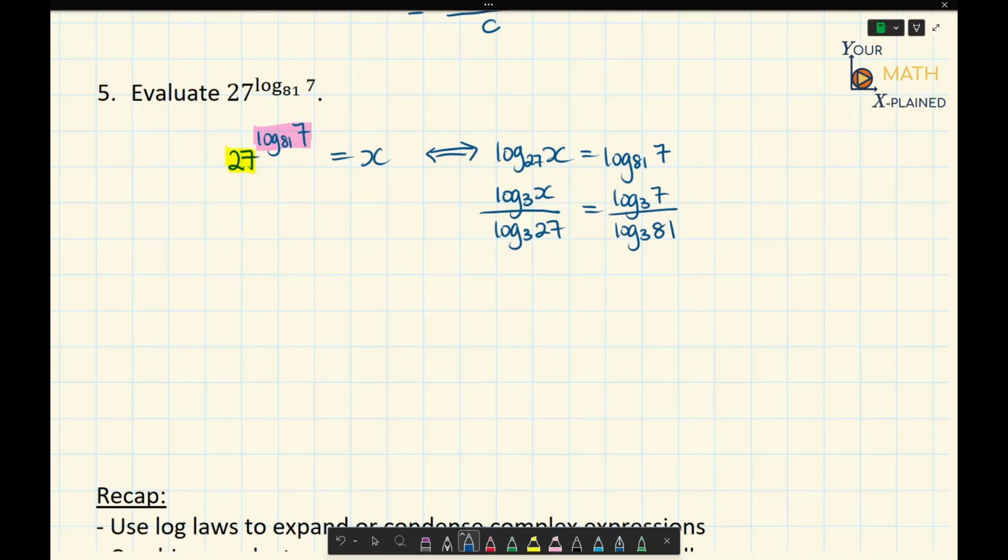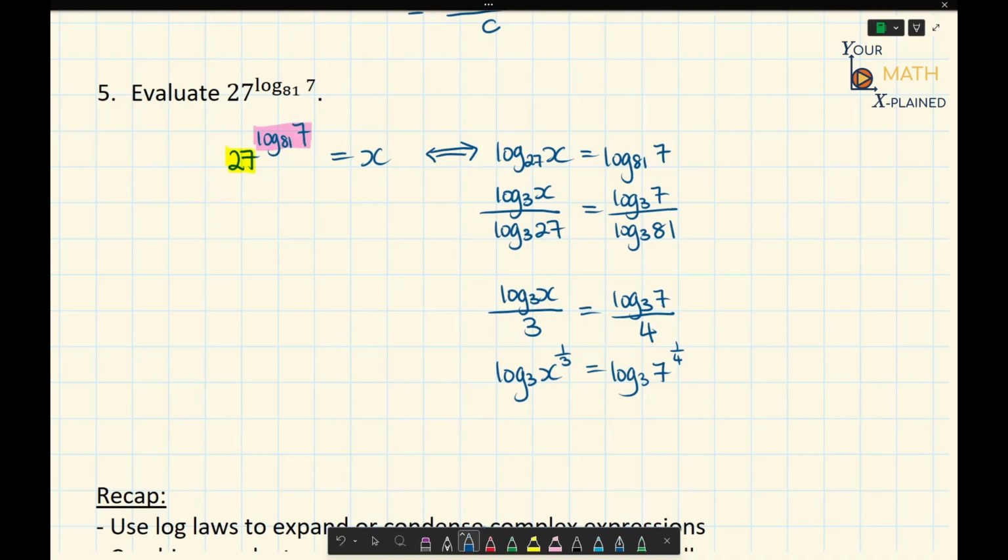And now we get log base 3 of x over 3 is equal to log base 3 of 7 over 4. But really, log base 3 of x over 3 is the same as 1/3 times log base 3 of x. So we want to do that because now we can actually move that 1/3 up as an exponent. And we get log base 3 of x to the power of 1/3 is equal to log base 3 of 7 to the power of 1/4.